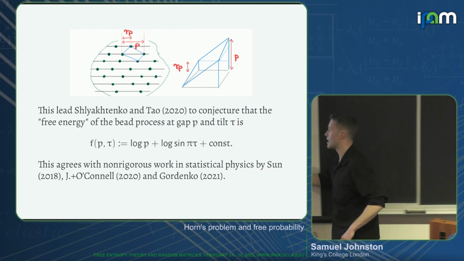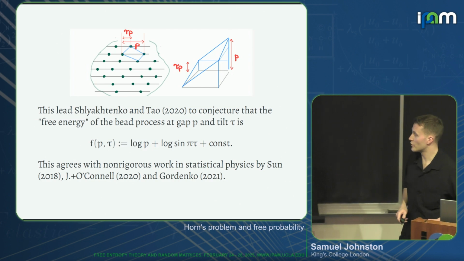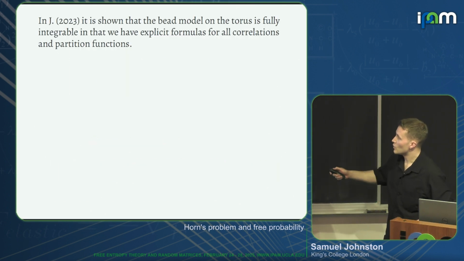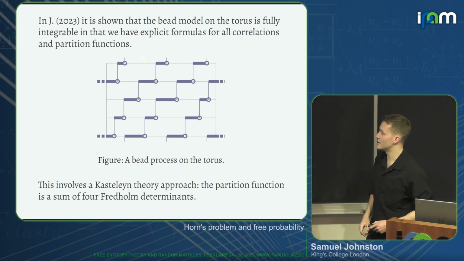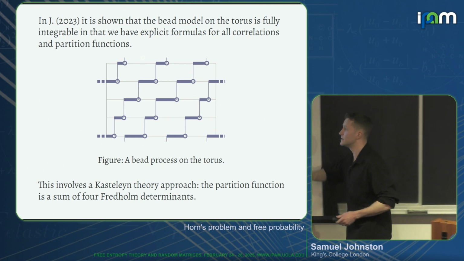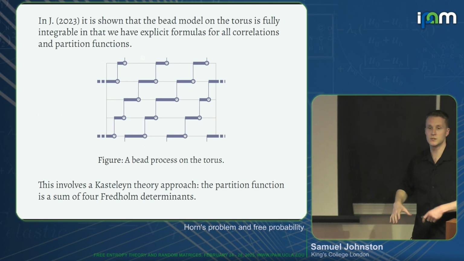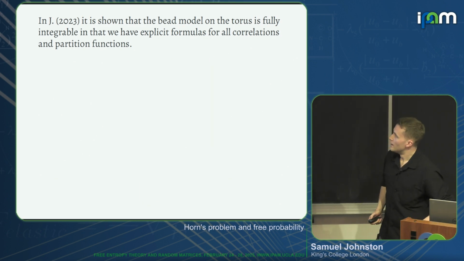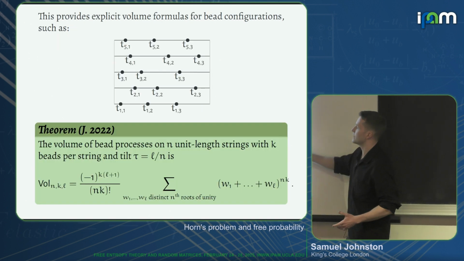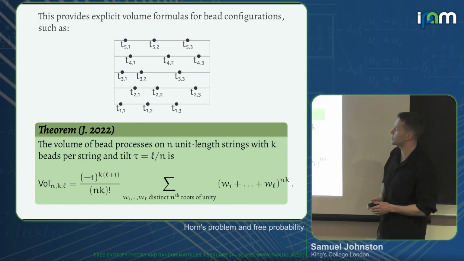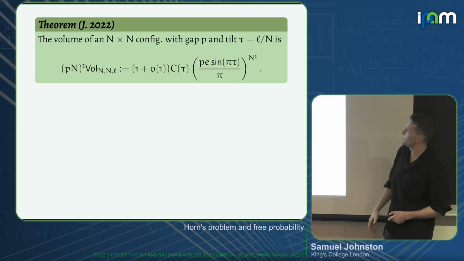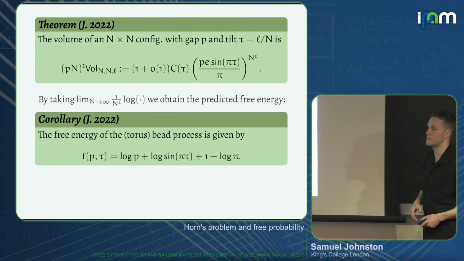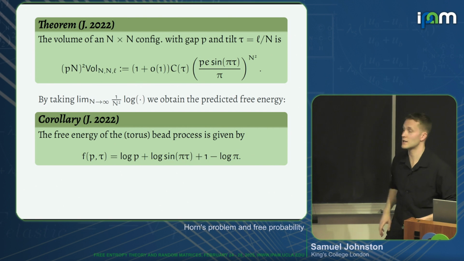And this prediction agrees with non-rigorous work in statistical physics by Sun, work with Neil O'Connell, and also Gorin. So in recent work, it's shown that these interlacing patterns on a torus are fully integrable, in that you have explicit access to formulas for partition functions and correlation functions in terms of Fredholm determinants. This involves a continuous analog of the Kasteleyn theory approach, which is used to count the number of domino tilings of a chessboard. You can use these formulas to obtain explicit formulas for the volumes of certain bead configurations that are translation invariant, and these formulas have asymptotics that look like this. And these asymptotics match the predicted free energy of the bead model, occurring purely from these formal calculations in free probability.